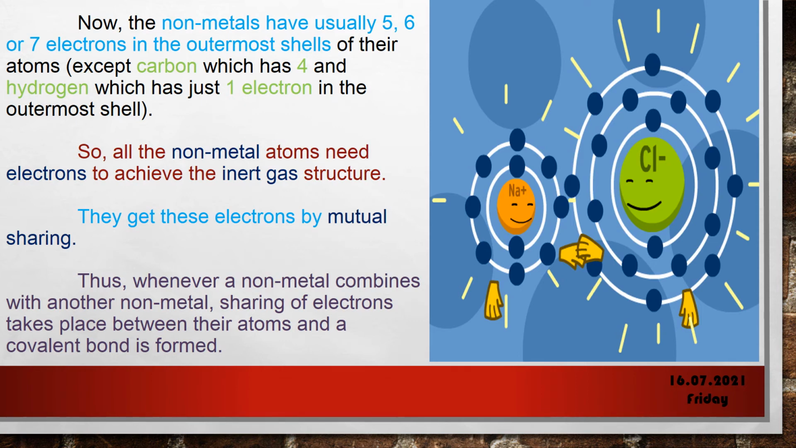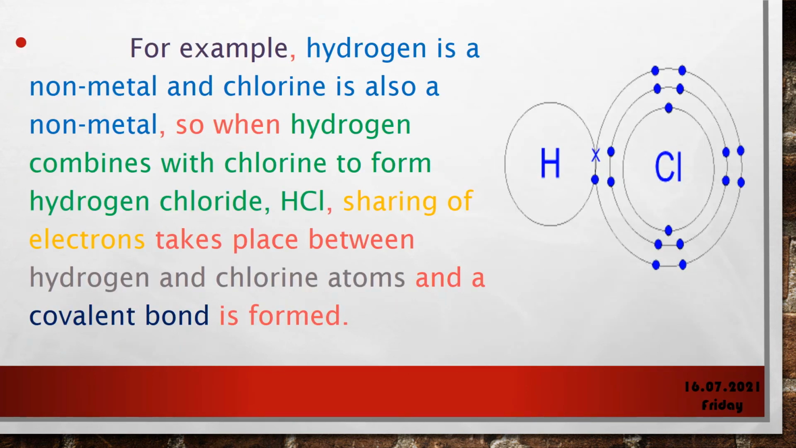So they get these electrons by mutual sharing. Whenever a non-metal combines with another non-metal, sharing of electrons takes place between their atoms and a covalent bond is formed. This is an example of a non-metal combining with another non-metal.